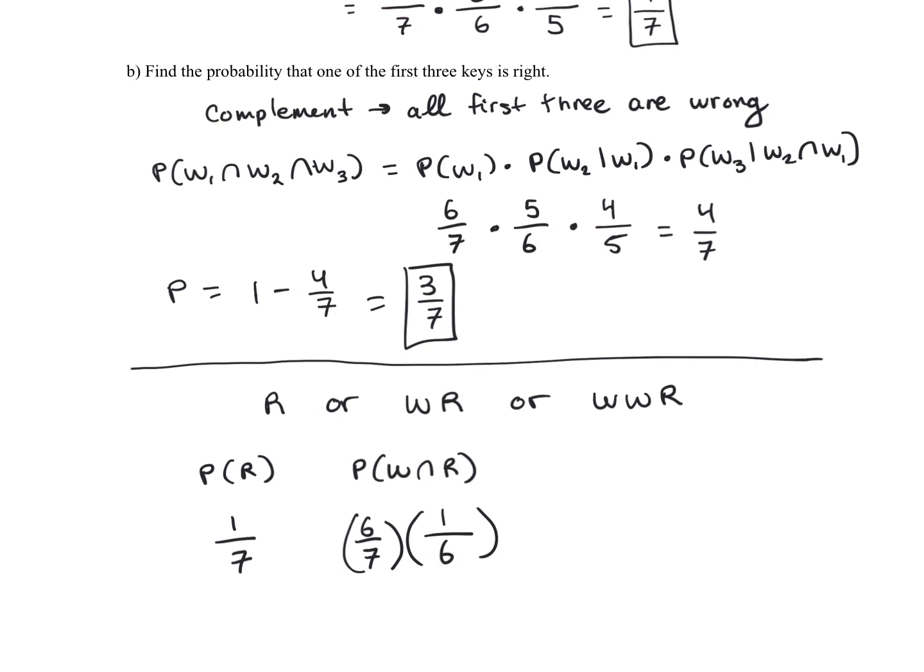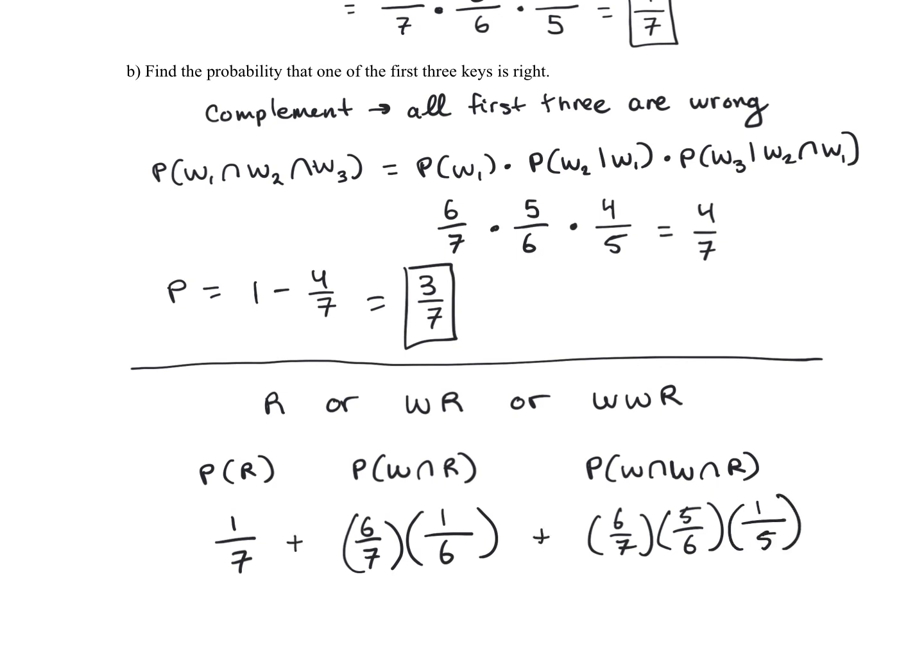And then the probability of wrong, wrong, and right. So the first one is wrong is 6 out of 7. And then the second one is wrong. Well, there's 5 out of 6 because we've already picked 1 wrong one. So there's 1 fewer favorable and 1 fewer total. And then the third one is right. Well, there's only 1 favorable outcome, but now there's only 5 left to pick from.